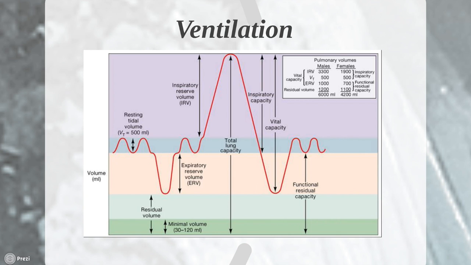Other capacities of importance in pulmonary medicine include inspiratory capacity, which is tidal volume plus inspiratory reserve volume, and functional residual capacity, which is expiratory reserve volume plus residual volume. This concludes the anatomical and physiological aspects of the respiratory system. Next, we'll be looking at the medical issues regarding the respiratory system.